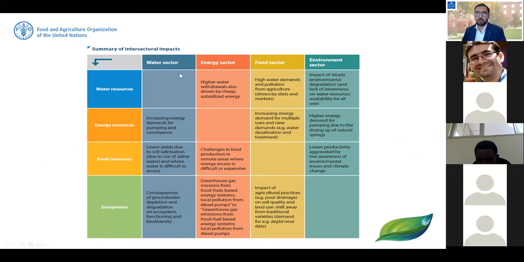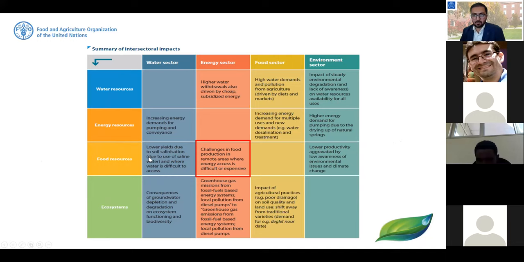So to be able to read this table, we look at the impact that each sector will have in each of these columns: the water sector, how it impacts the energy resources, how the water sector impacts the food resources, and so on. If I take a few examples, the energy sector is affecting the food resources. The challenges in food production in remote areas where energy access is difficult are expensive. As I mentioned, 70% are rural areas, but those rural areas are not well connected to the grid. So food production is facing the challenge of how we can supply the energy required for pumping for different irrigation activities.